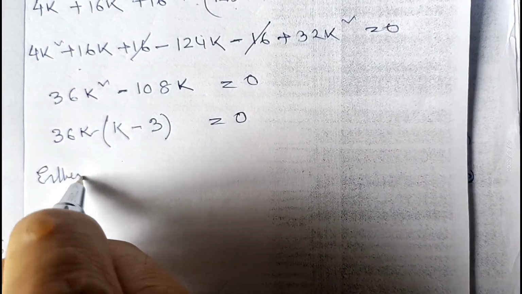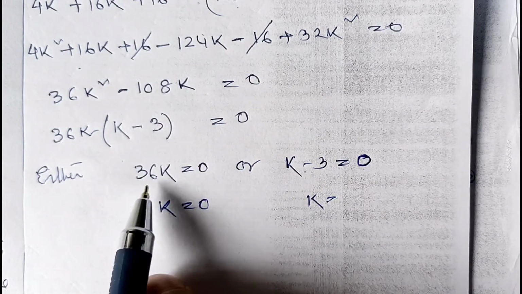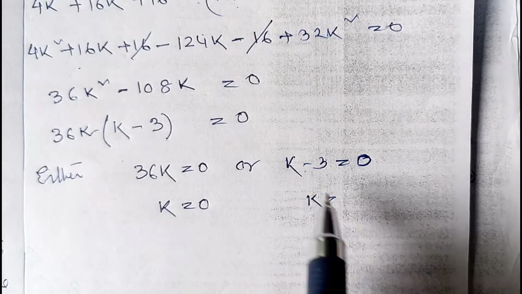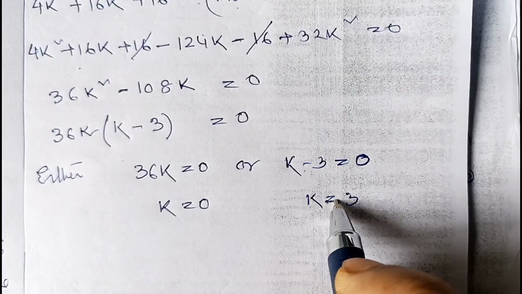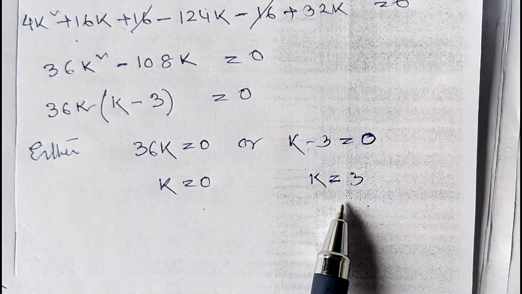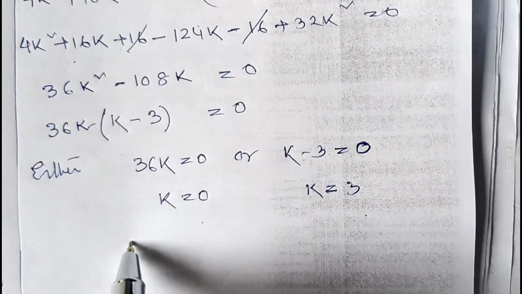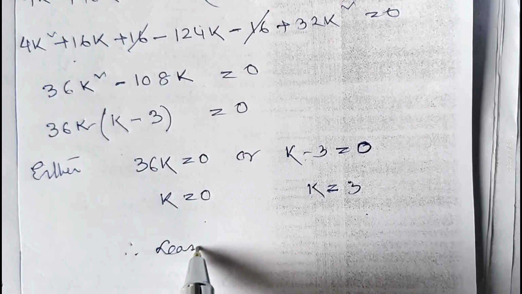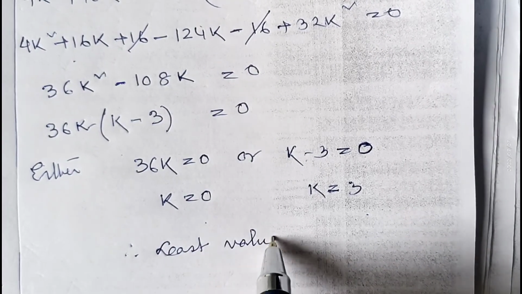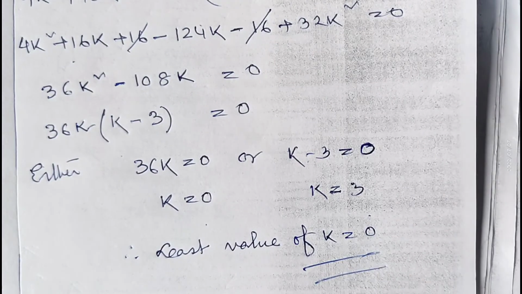So either 36k equals 0 or k minus 3 equals 0. From here k will be 0 and from here k equals 3. So we got k equal to 0 and 3. In the question, it is given to find the least value of k. Out of these two, the least value is 0. Therefore, the least value of k equals 0, and that's the required answer.